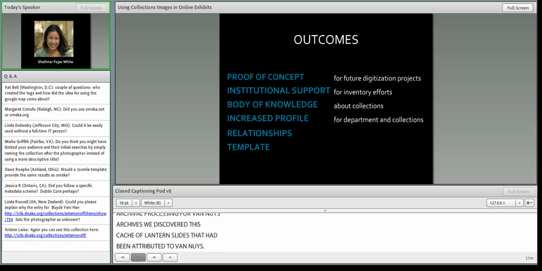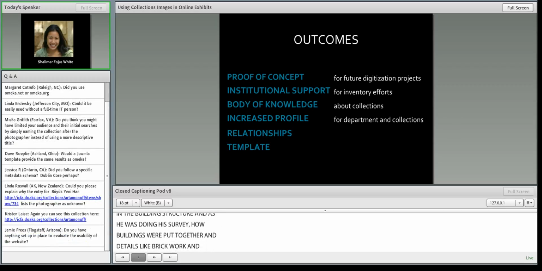But as we started looking at the photographs, they had much more in common stylistically with Artamonoff, who has a very unique approach to photography, as opposed to Van Nuys, who was much more interested in the building structure. As he was doing his architectural survey, he looked at how buildings were put together and details like brickwork and masonry. Whereas we found that these lantern slides had much more in common with the way that Artamonoff tends to frame his photography in very dynamic and dramatic ways. But they aren't labeled as such. We really do believe that they are Artamonoff photographs, but we can't be absolutely certain. So for now, we put the photographer as unknown.